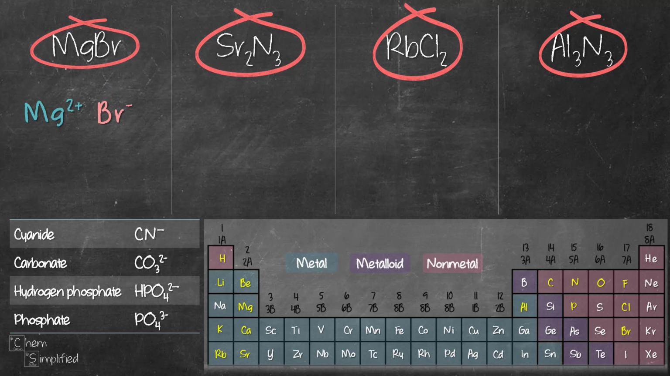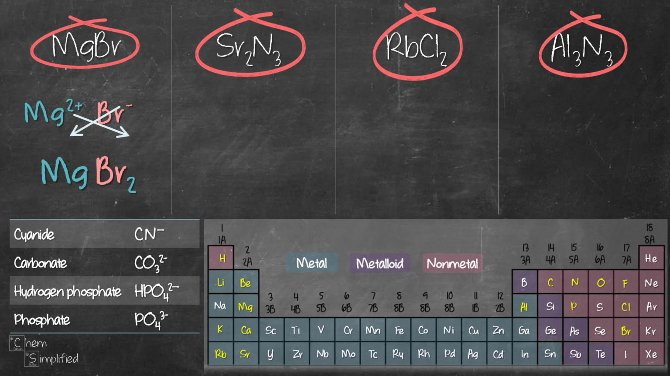Now we cross over the number in the charge. So we cross 1 from Br- and we get Mg1. We don't have to write out that 1. And then we cross 2 over from Mg and we have Br2. So the actual formula for magnesium and bromine is MgBr2.